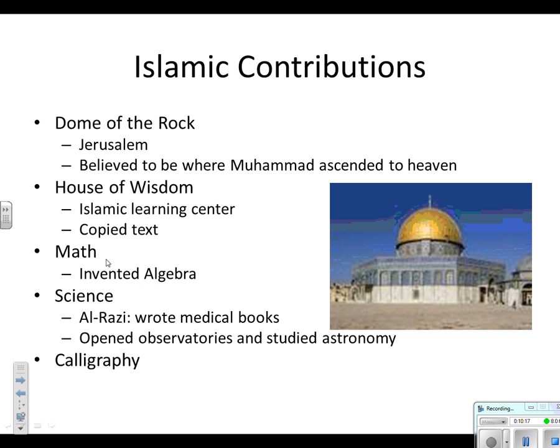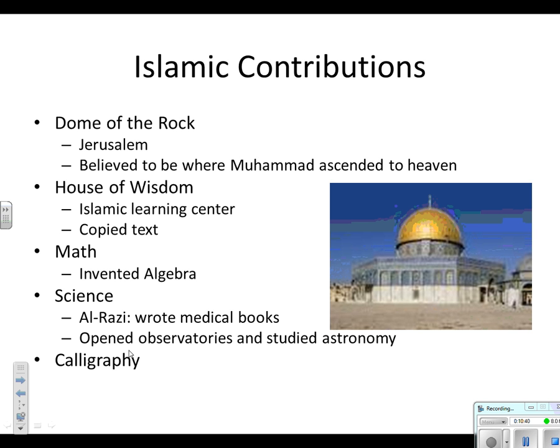In terms of math, a guy I like to call Al K is going to invent algebra. So they had some big mathematical improvements. They also use the Arabic number zero, which they would have learned maybe from the Indian civilizations, that will become important during the Renaissance later. Finally, in terms of science, a guy named Al-Razi is going to write books on medicine, particularly children's medicine, and make more advancements in medicine.